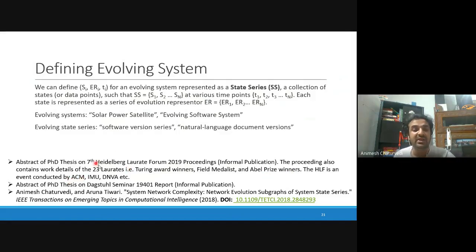So this event was being conducted by ACM, IEMU, DNBA, and this work has also been published and presented in my PhD thesis, and an abstract of that was published in the Dagstuhl seminar report, and you can find it in various publications. One of them is System Network Complexity in IEEE Transactions on Emerging Topics in Computational Intelligence. I mention this definition in various places to explain the evolving system and its state series. You can find it in many publications of mine.